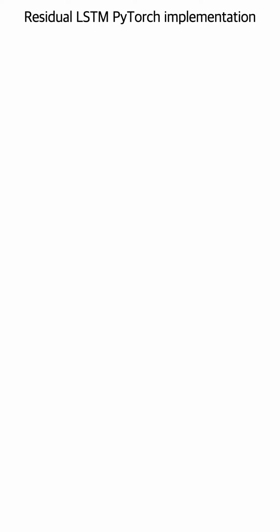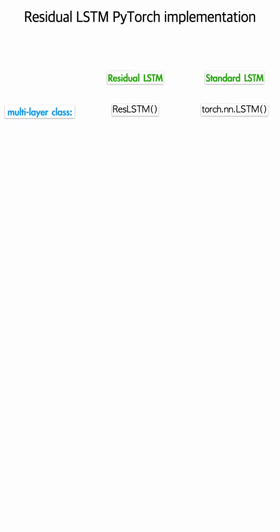Let's go over the residual LSTM implementation in PyTorch. We will build on what we already know from the standard LSTM. The torch.nn.LSTM module is the most common class we use in PyTorch for building LSTM layers. It applies a multi-layer LSTM neural network to our input sequence.